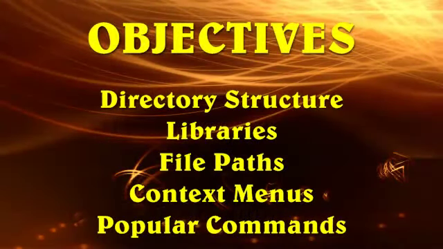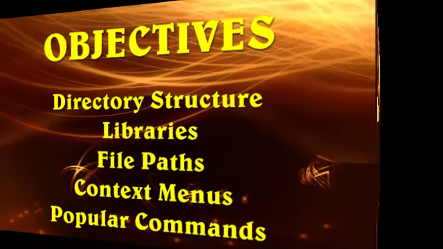Today we're going to talk about the structure of your file folders and your directories, Windows 7 libraries and how they're used, file paths and how you can use file paths to find a folder or a file, context menus, which are the right-click context menus, and some of the more popular commands used by users today, such as cut, copy, paste, select all, and move.